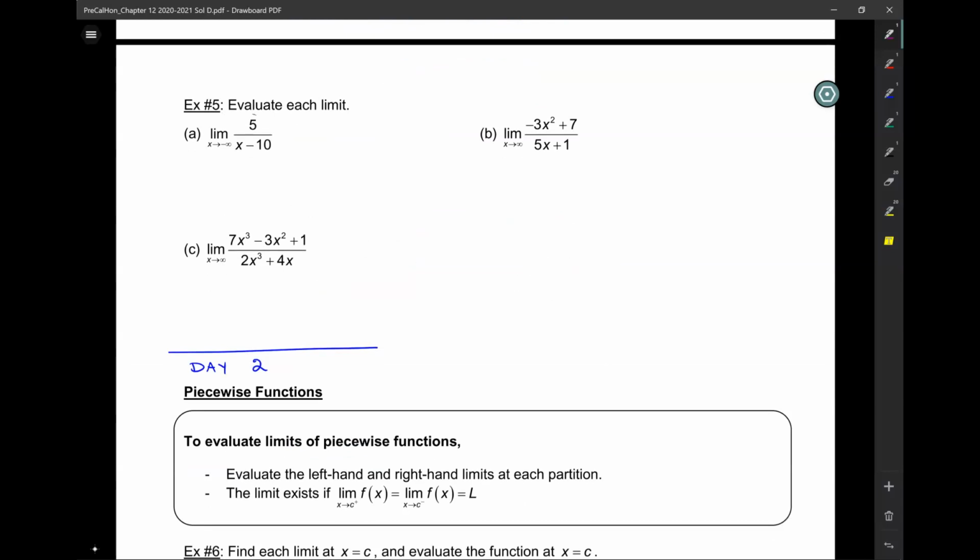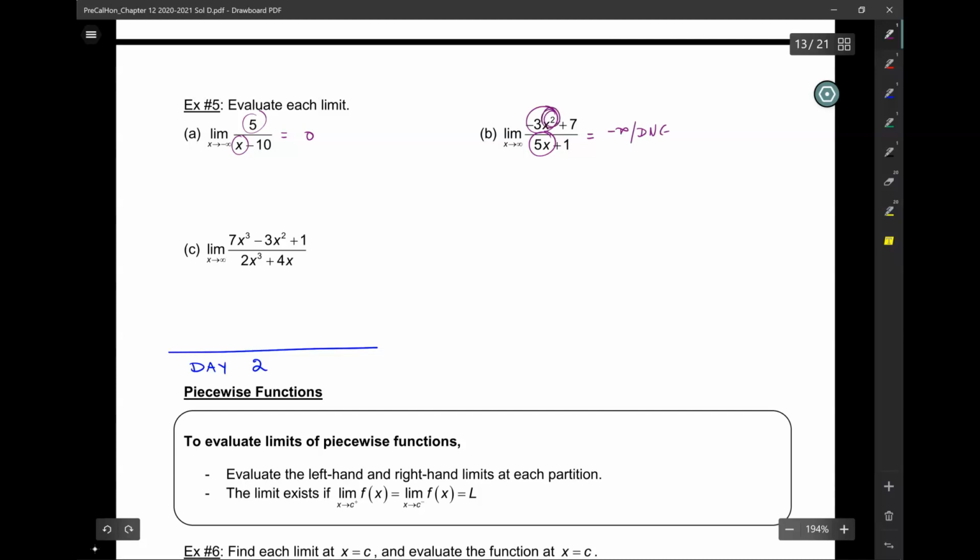Look here. We have a constant over x. What is that going to be equal to as x approaches infinity? 0. What about this one? That is going to be negative infinity, DNE.